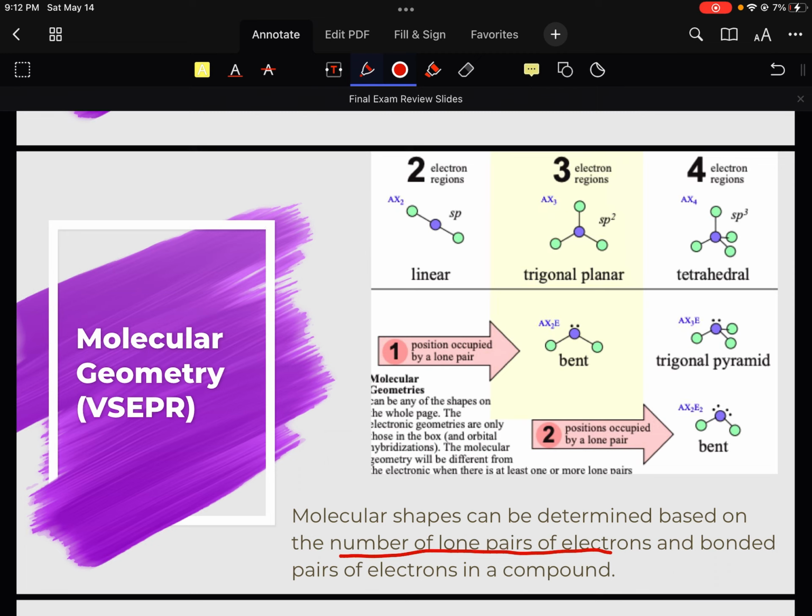So we can just look and see, what does our shape look like? Do we have lone electrons like these do? Or do we just have bonded pairs like the ones on the top?